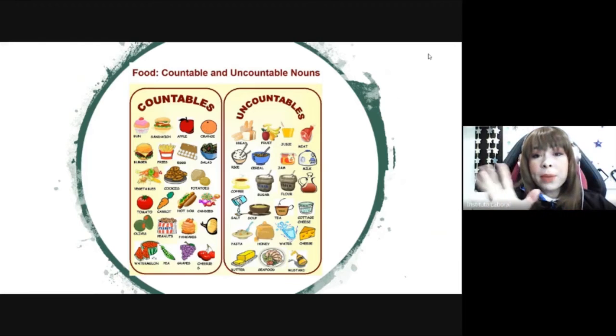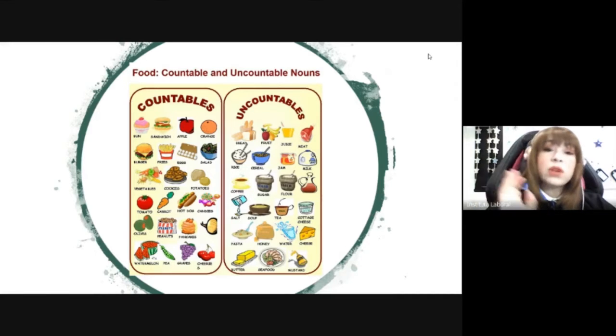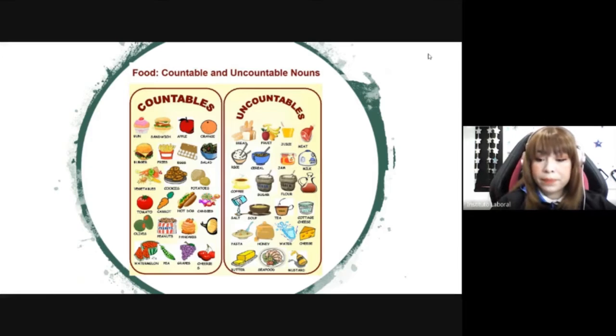Remember, uncountables, they are singular. We can't add the S and we can't use numbers. So you say bread, fruit, juice, meat, rice, cereal, jam, milk, coffee, sugar, flour, vinegar, salt, soup, tea, cottage cheese, pasta, honey, water, cheese, butter, seafood, and mustard. Those are examples of uncountable food. These examples, you can find them here in your English model, okay?